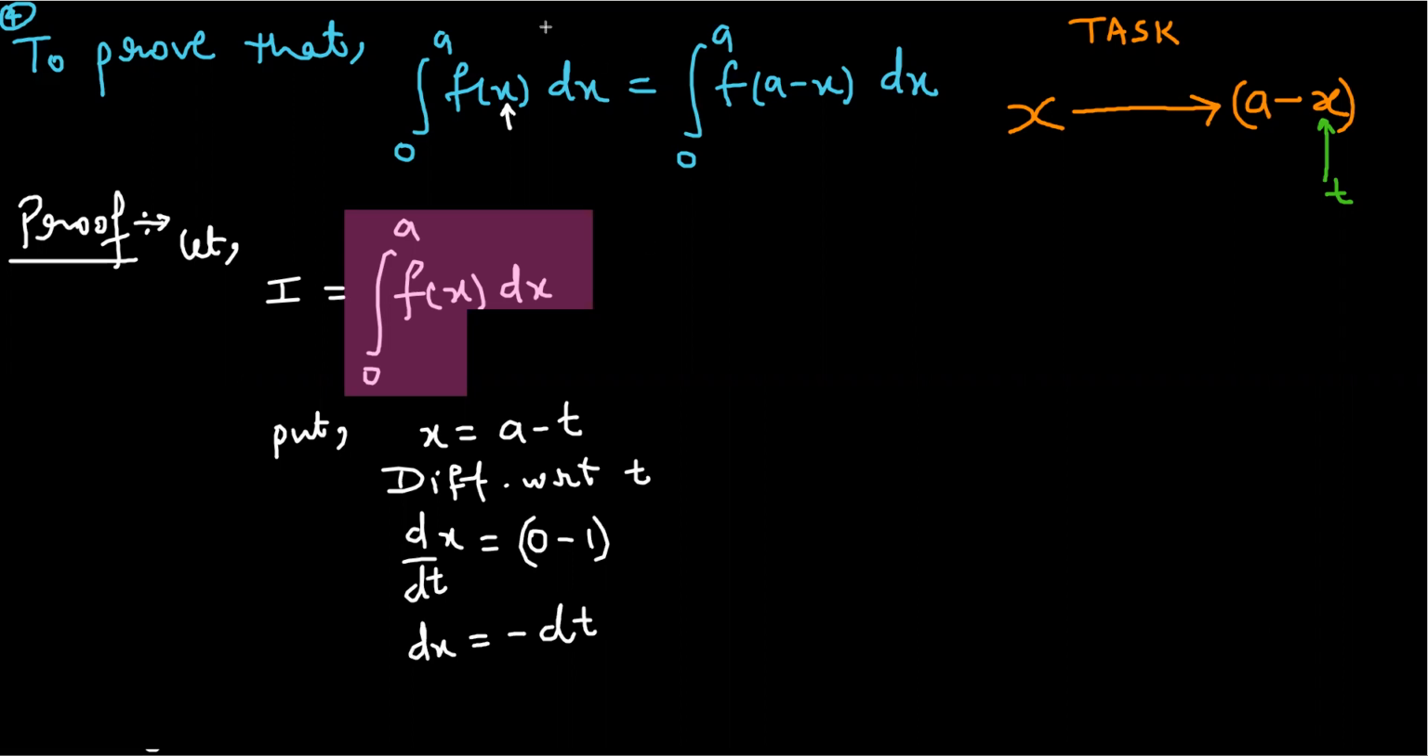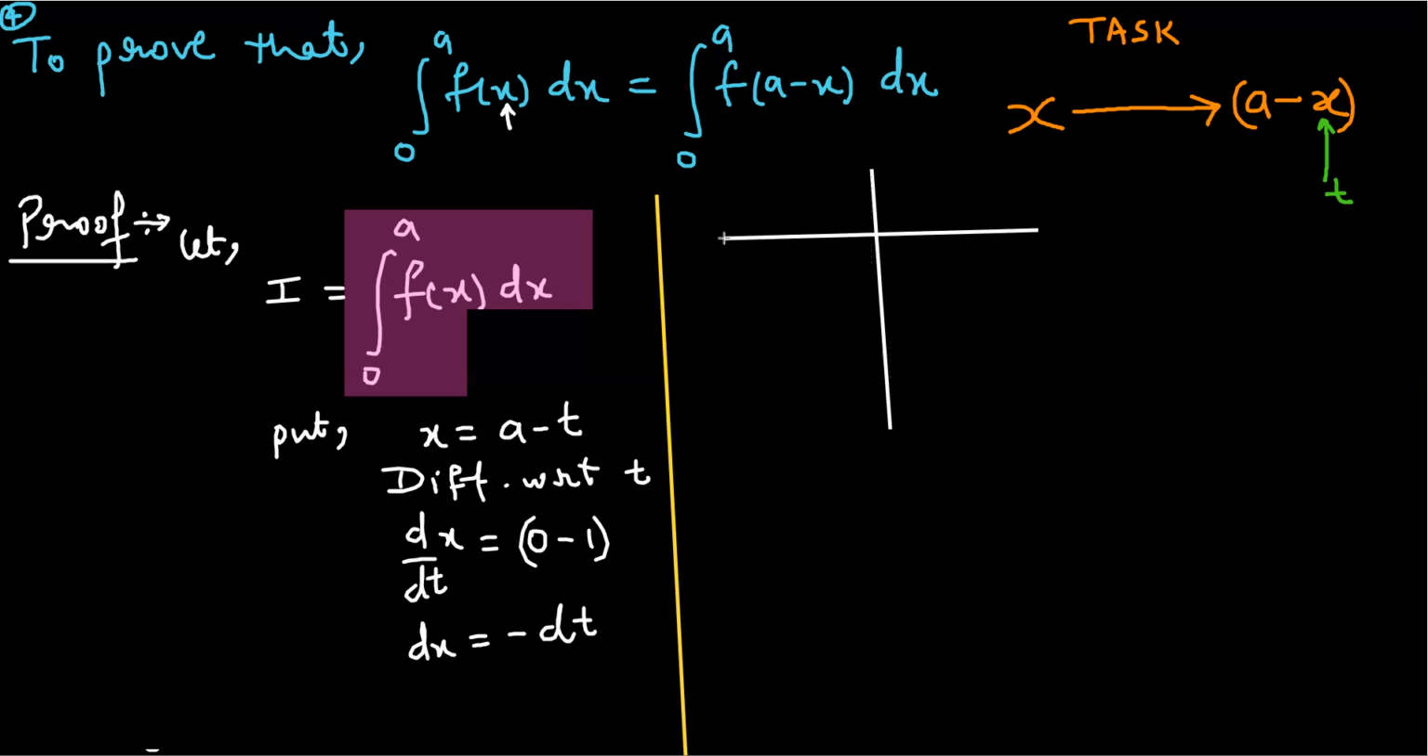The next step is I will now change the limit. Changing the limit is essential. Why? Because this limit which you have was for x. You are going to substitute. What are you going to write?